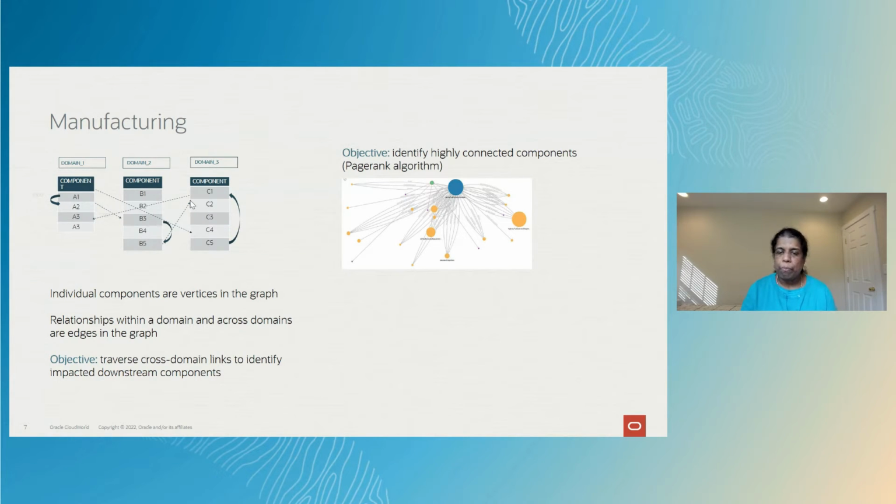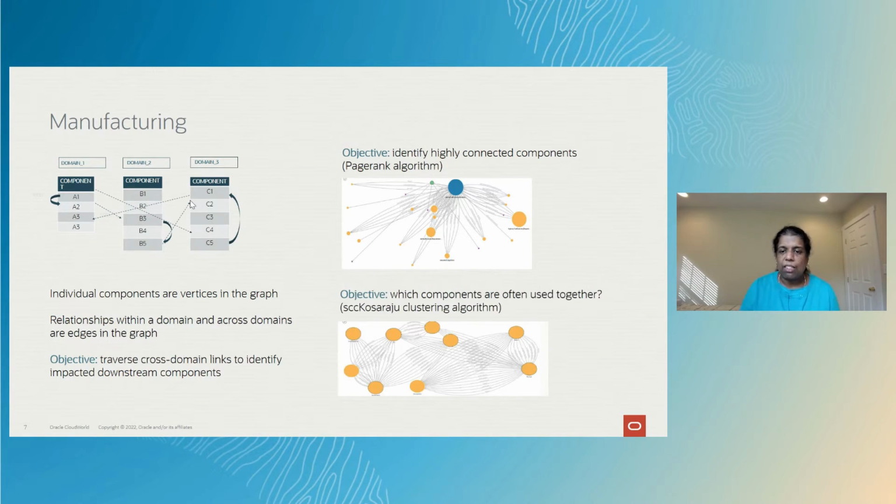The same manufacturing customer could identify highly connected components by running the PageRank algorithm on the graph. What this tells them is which are the components that are used by many other components, or which are the components that many other components depend on. So the PageRank value tells them which are highly connected, which gives them these insights.